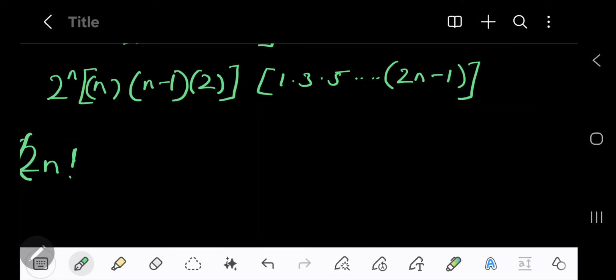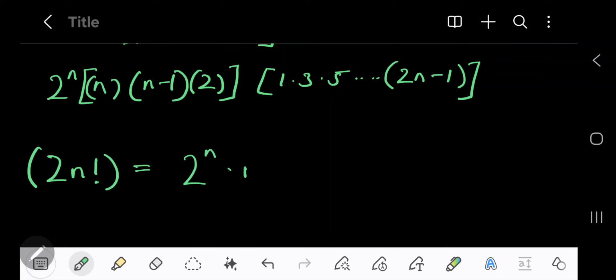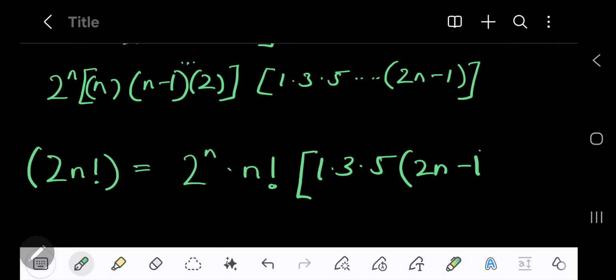Oh wait, we were finding (2n)! this whole time, which equals 2 raised to n times n factorial. We can write this as n factorial, because there are a lot of numbers between n minus 1 and 2, so it's n factorial times the odd numbers. And there you have it, the equation which you had to prove.